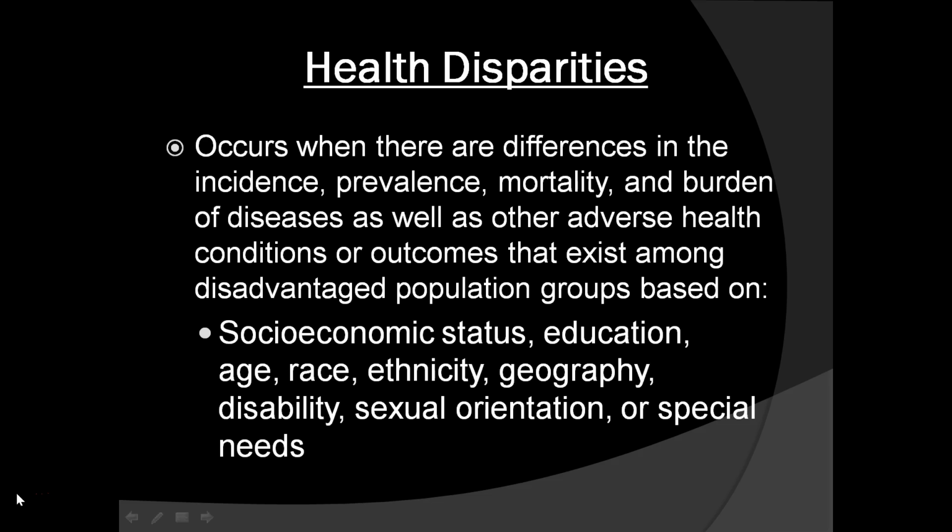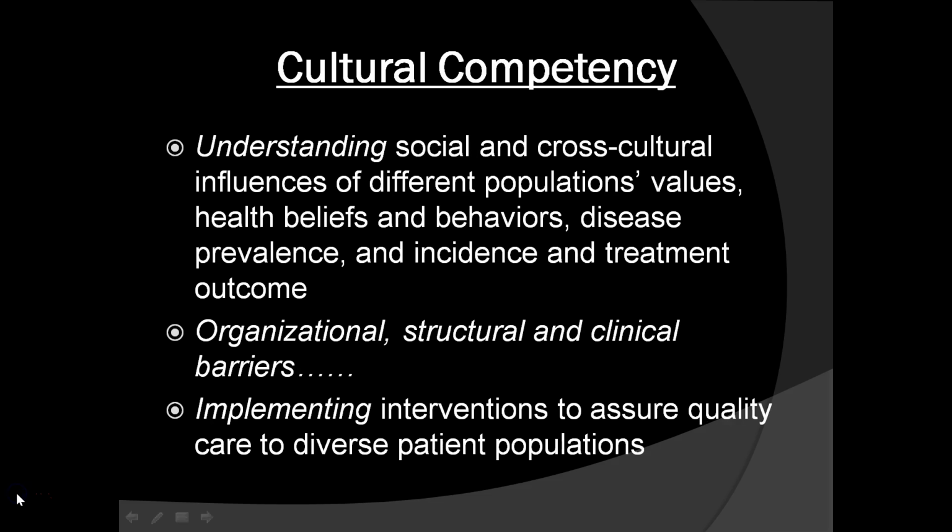A disenfranchised population tends to live in lower socioeconomic communities with higher rates of violence and environmental exposure, work in jobs with greater occupational hazards, have less access to affordable healthy foods, and they also have higher rates of being uninsured. So for cultural competencies, you just need to understand the social and cross-cultural influences of different populations, values, health beliefs, and behaviors, disease prevalence and incidence, and treatment outcome.